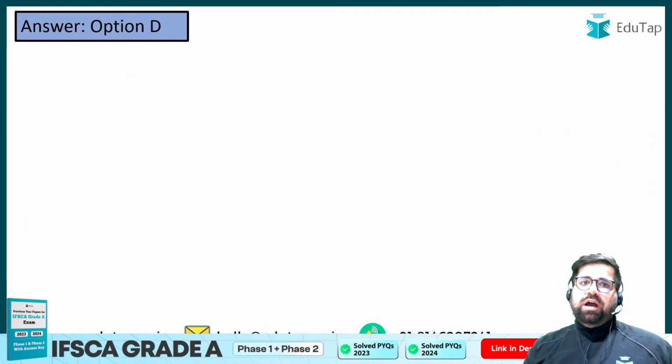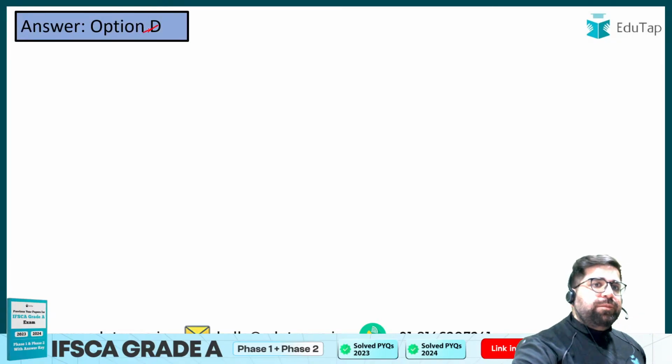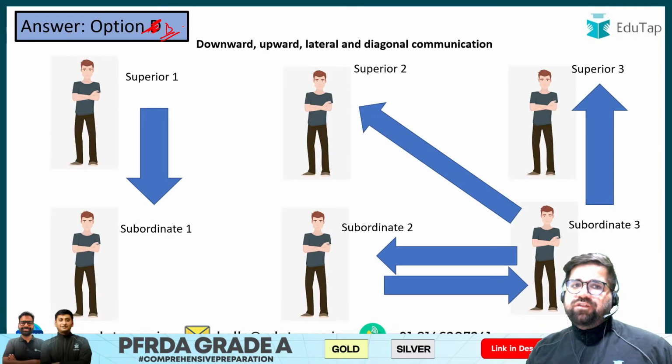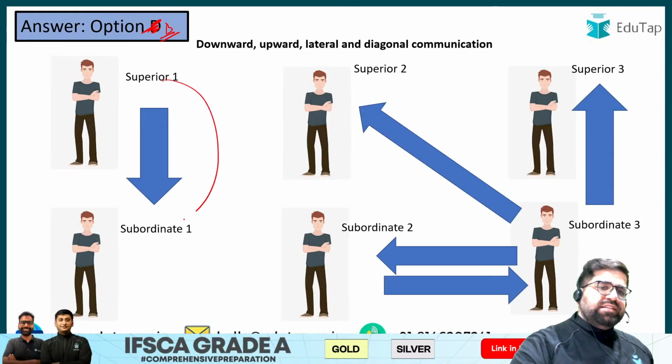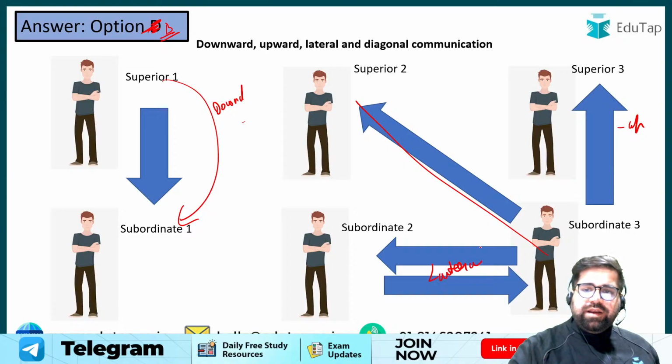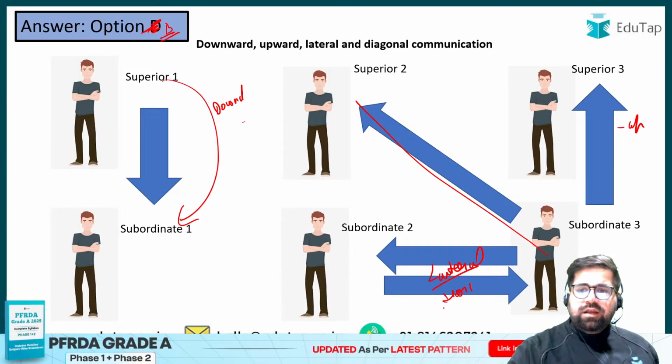B. Okay, so the answer over here is given as wrong. It will be diagonal. So the answer will be B. I will make sure that you get the correct PDF. Don't worry. Right. So over here it's diagonal. You can see over here it's downward. Sorry. Okay. This is your upward. This is your lateral. Lateral is also known as horizontal. Right. And this is your, I would say, diagonal communication.